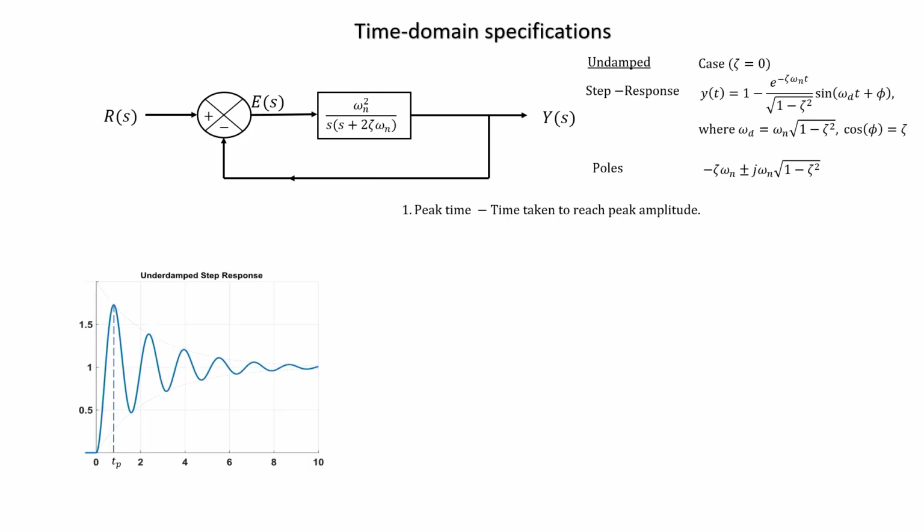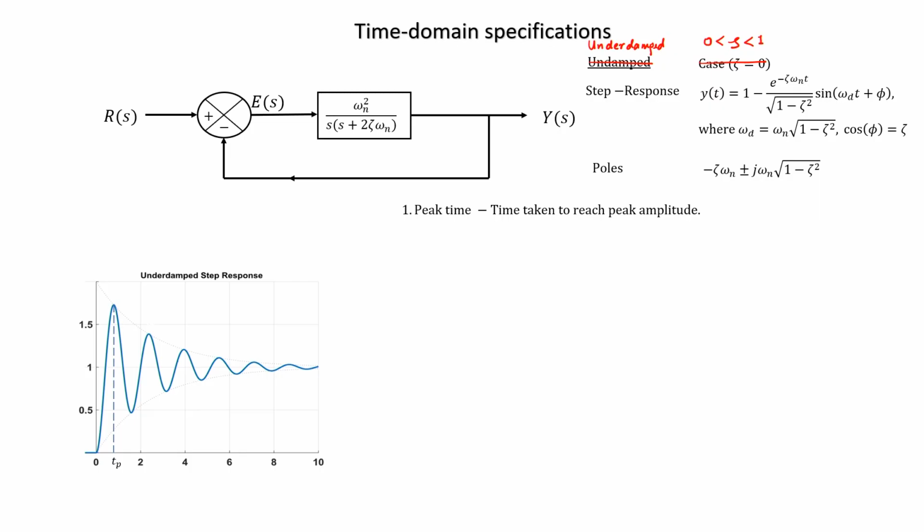However, if we move to the next case, which is the underdamped case, so this should have been the underdamped case, let me just correct this. If we move to the underdamped case, which is the case of zeta from 0 to 1, the step response was something like this, and the pole locations were like this.